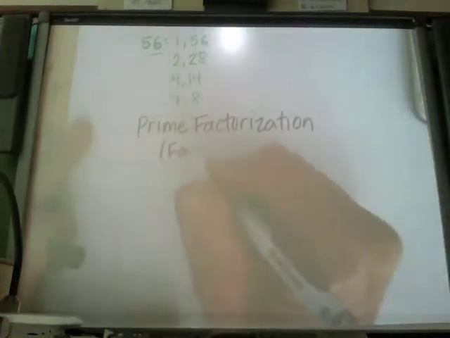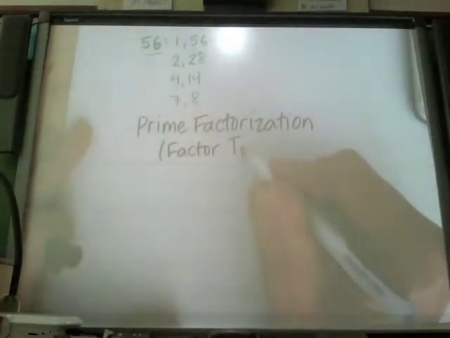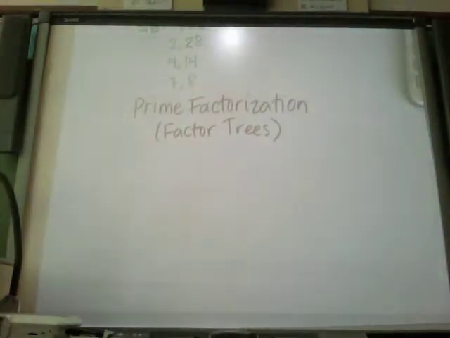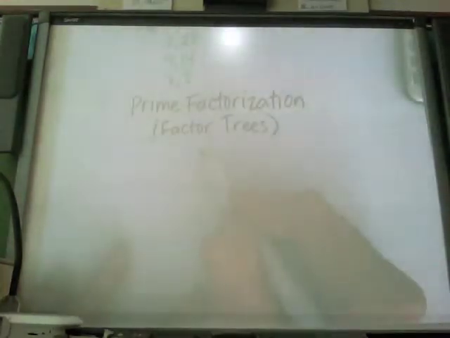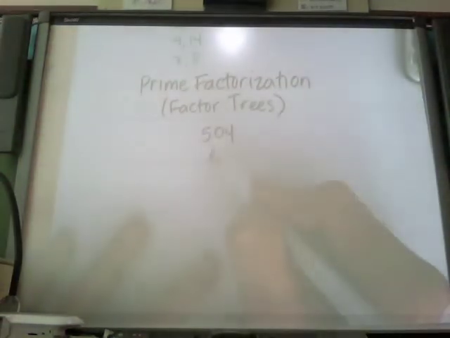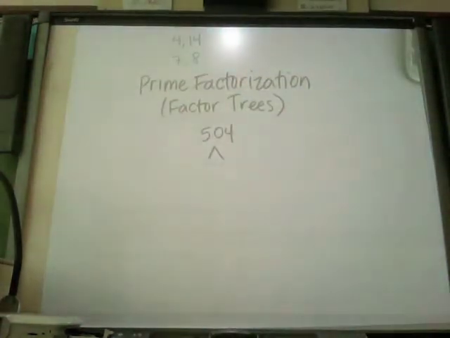This is where we do what we call factor trees. We've done this. This is where you factor down to just prime numbers, and we will write the answer with exponents. I'll show you that. So we are going to do the prime factorization of 504. Now again, we're looking to get down to just prime numbers.